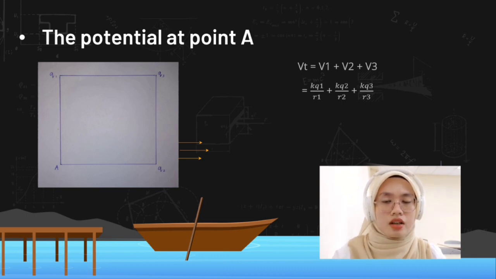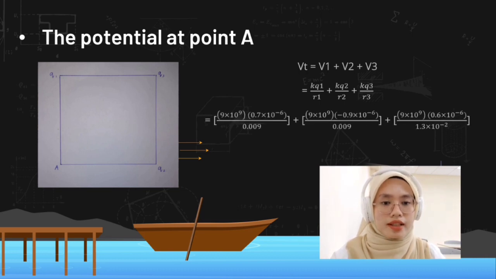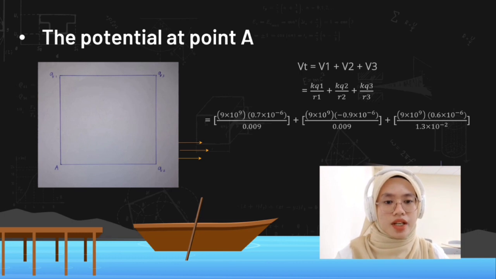After that, we will insert all the values into the formula, which is 9 times 10 to the power of 9 times 0.7 times 10 to the power of negative 6, because Q1 equals 0.7 microcoulomb, over the distance, which is 0.009 meter. Same goes with charge Q2 and also charge Q3. However, for charge Q3, we will use 1.3 times 10 to the power of negative 2 for the distance. After adding V1, V2 and V3, we will get 2.15 times 10 to the power of 5 volt.